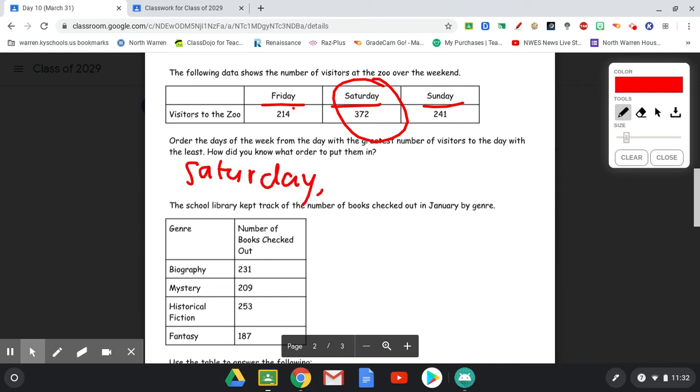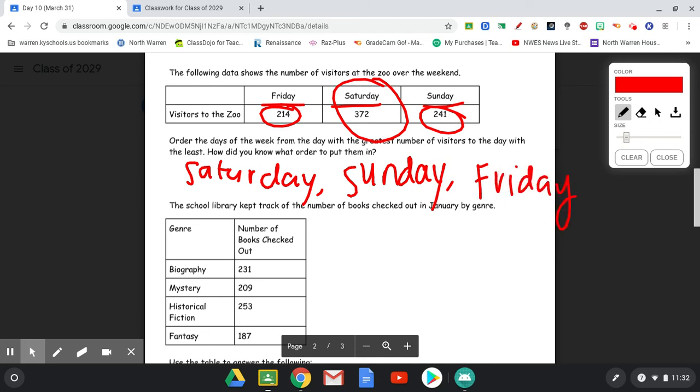Then we are ordering from greatest to least. So I'm looking for the day that has the second most visitors. So I'm looking at 214 and 241. Sunday has more visitors than Friday. And then the least amount of visitors come on Friday. So I would end with Friday.